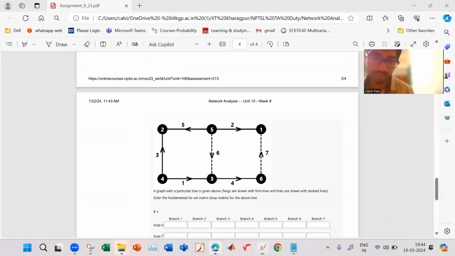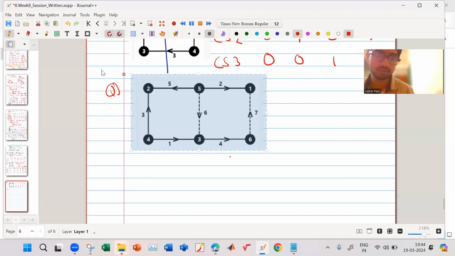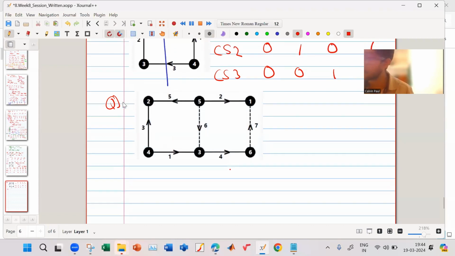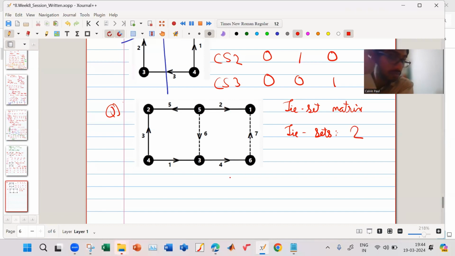So in this question, they have told to find a tie-set matrix, loop matrix. So you have to find the tie-set matrix. So how many tie-sets will be there? 2. Which are they? 6 and 7. Okay, I said 6, I said 7.